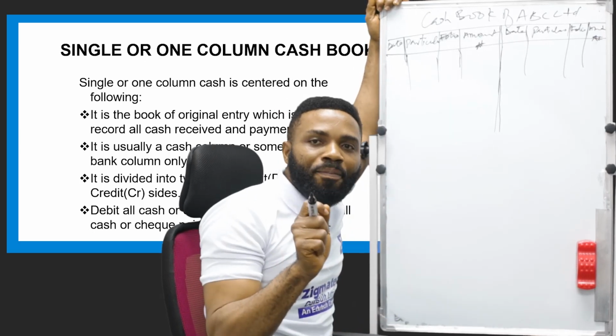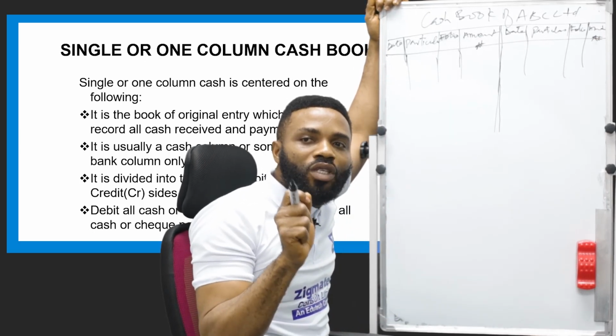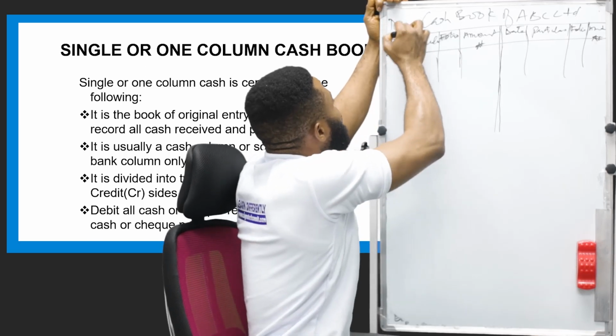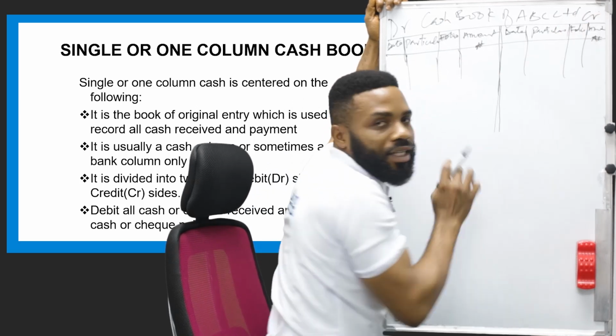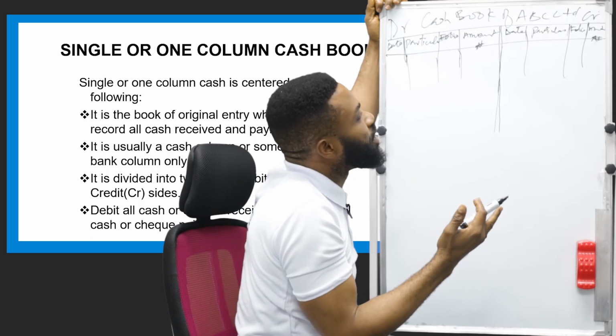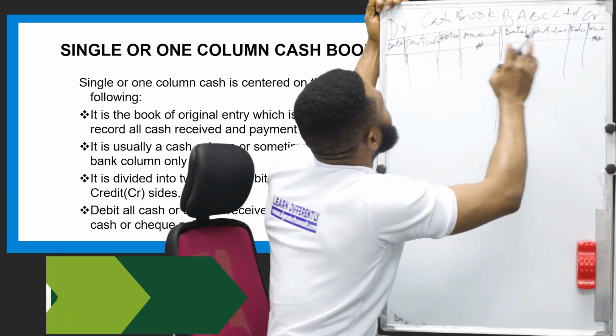If you see, I said that it is divided into two sides, debit and credit side. This is what we call the debit side, and this is what we call the credit side. And I said debit all cash or check received, and credit all cash or check paid.